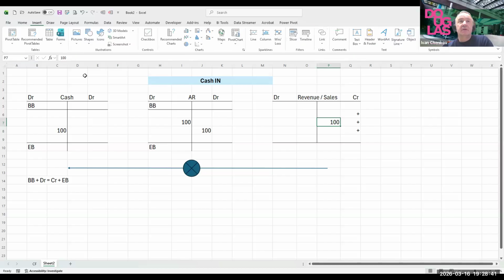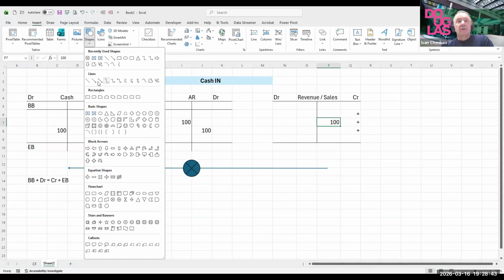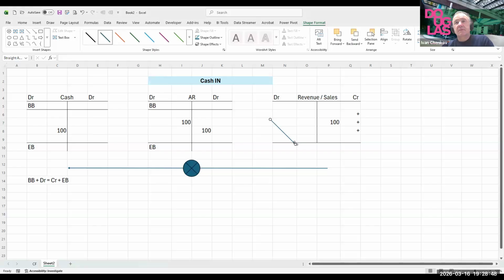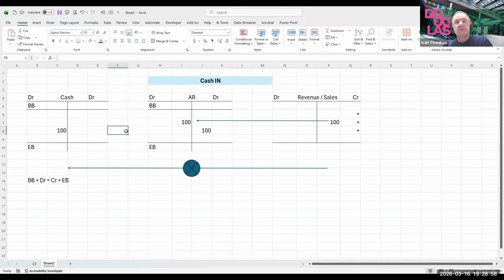So the first part, let's go with this again. First part is my sales are going to become accounts receivable. And once I collect my cash, my accounts receivable will disappear and I'm going to have my cash.